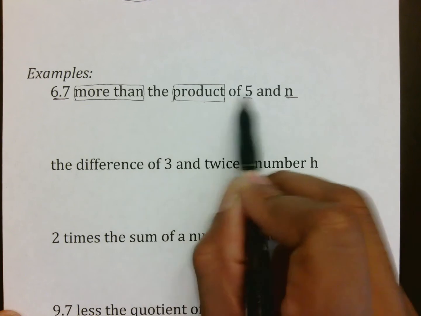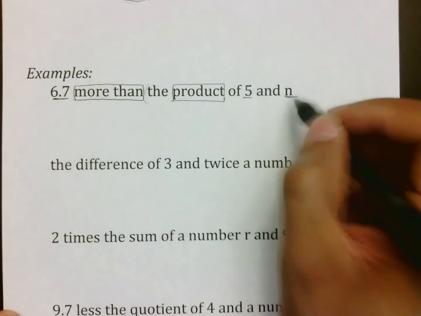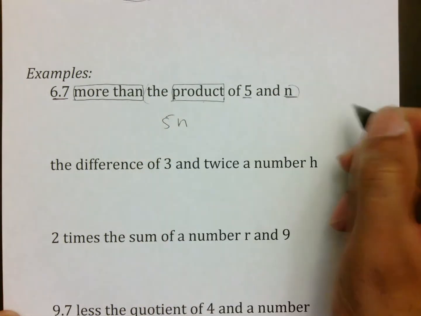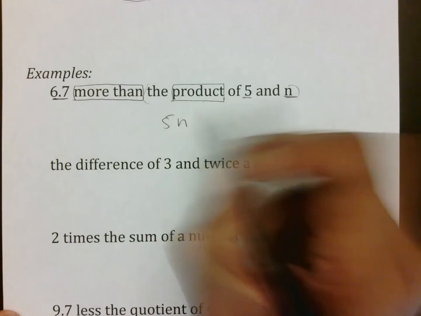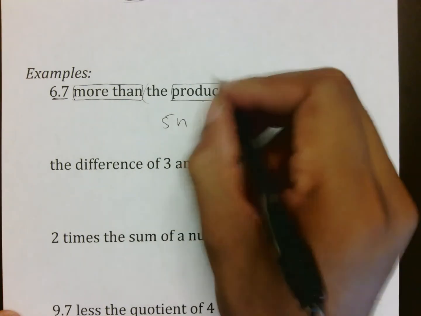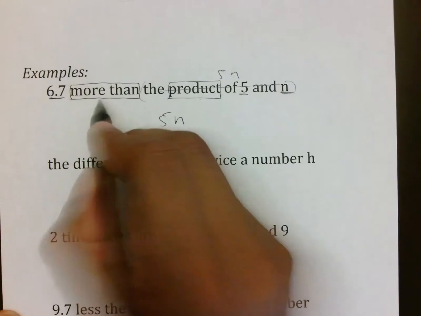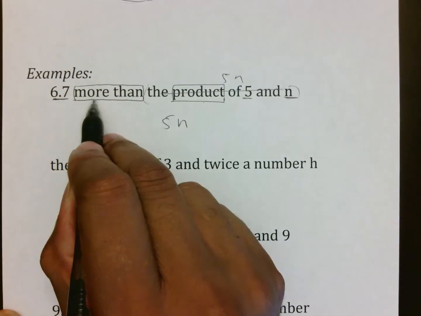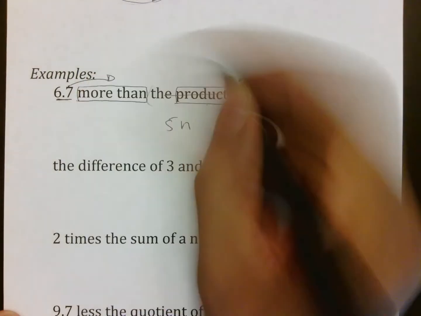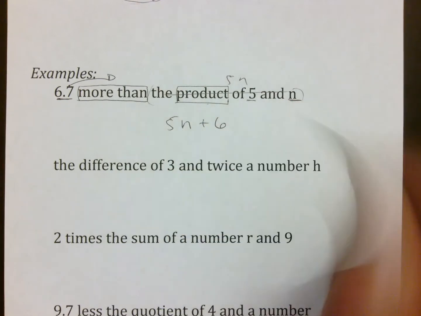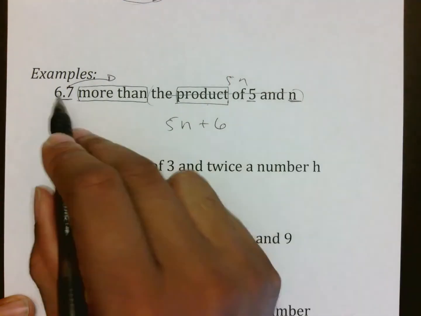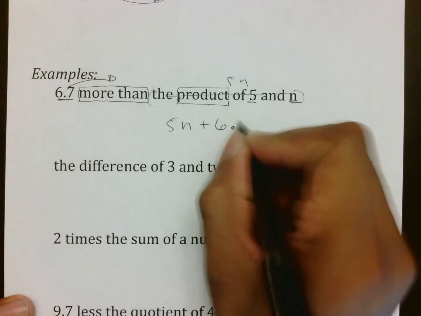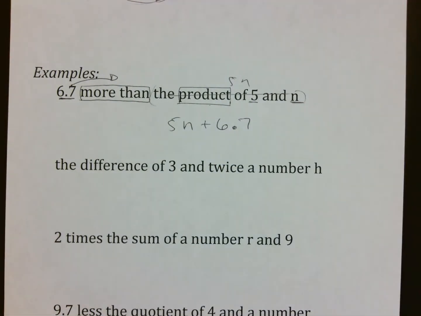The product of 5 and n does make sense, so that will work and turn into 5n. Again, because it works, convert it. So the product of 5 and n turns into 5n. So how do we do 6.7 more than that? If you remember from yesterday, more than means take the 6.7 and reverse it. It also means add. And so that is how you do 5n, the product of 5 and n, with 6.7 more than that. So 6.7, not 6. There.